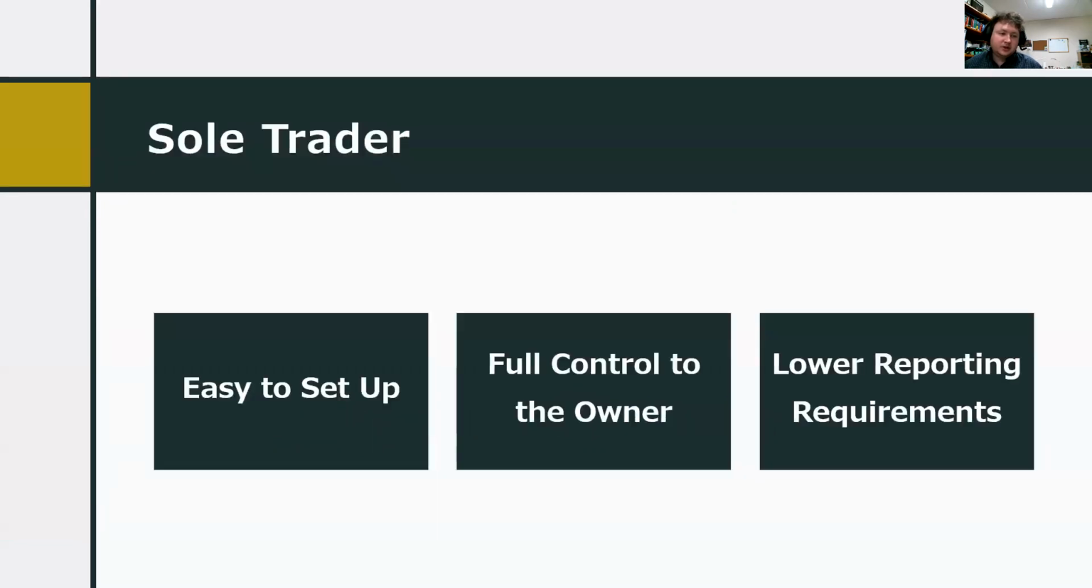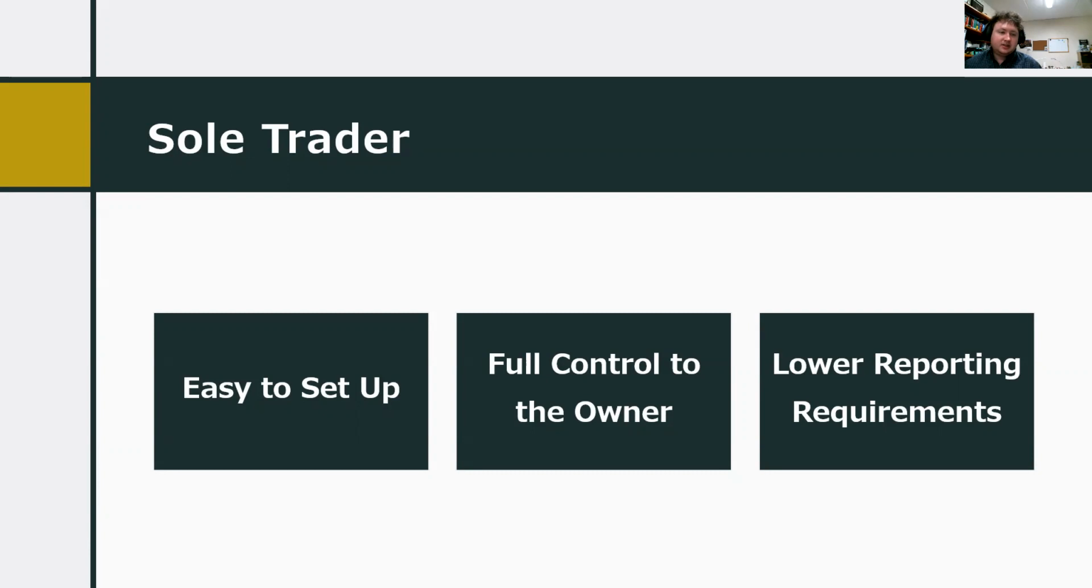We'll start with the sole trader. Here we can see some of the advantages of setting up your business as a sole trader. The biggest one being the cost and ease of setup. This makes them perfect for very small businesses or businesses that are just starting out. It allows individuals to bring their skills or products to the market quickly and affordably.